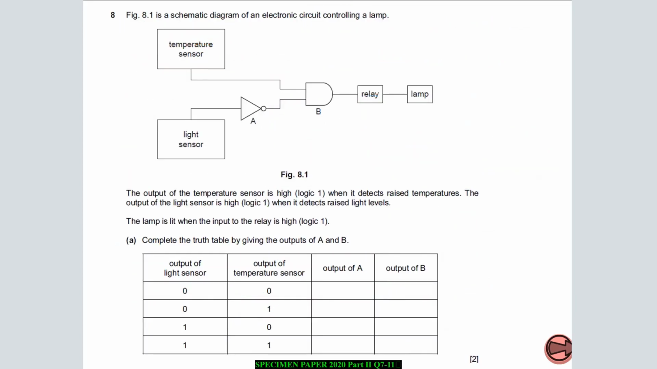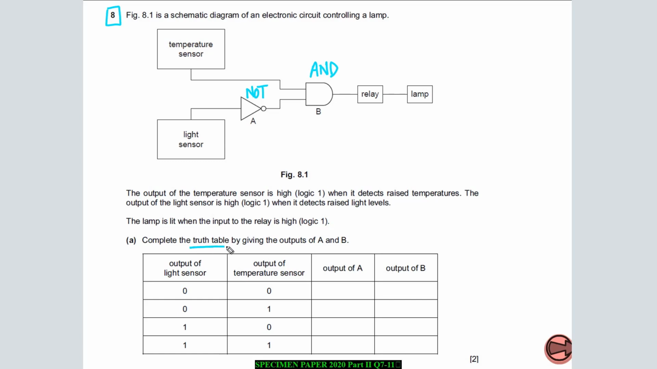Next one is question 8. It is quite an interesting question, based on logic gates. First thing we need to understand is the name of these logic gates. The name of this logic gate is NOT gate, and this gate is AND gate. These two names are very important. And here we have a relay, and next one is a lamp.